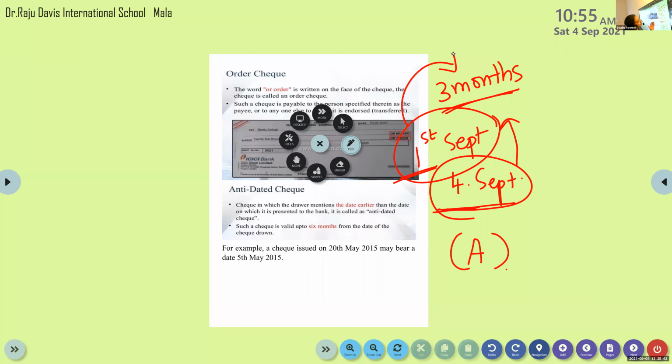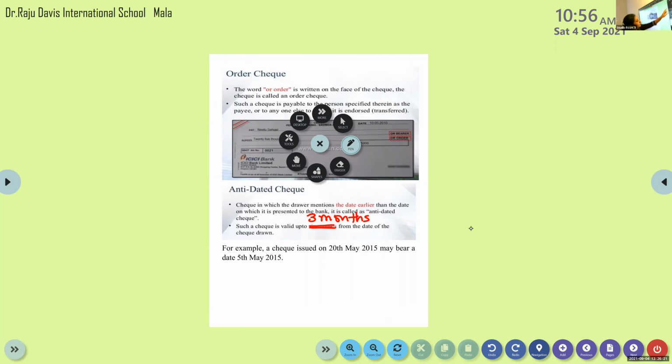So that is Antedated Check. The check where the date is earlier than the date on which it is presented to the bank. Okay? Such a check is valid up to 3 months from the date of check drawn. So even though the date mentioned on the check is earlier than the date on which you take it to the bank, you will still get the payment if it is within this 3 months period. After 3 months, it gets expired. You cannot get the payment. That is Antedated Check.